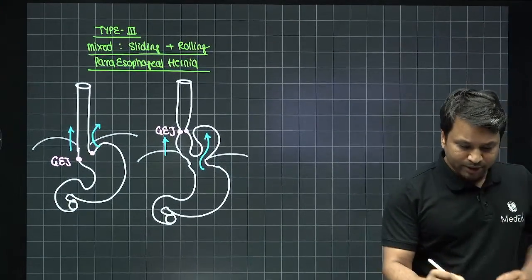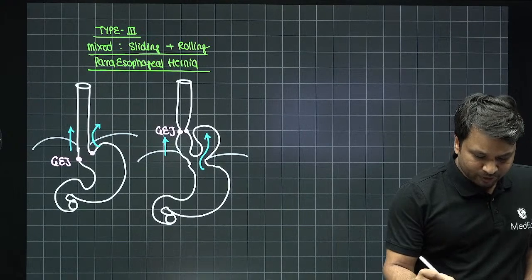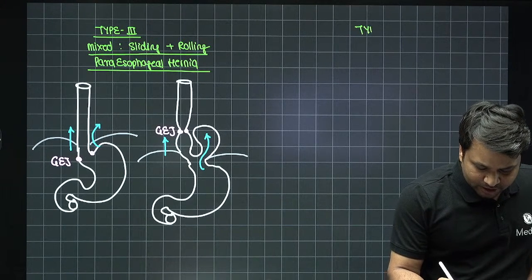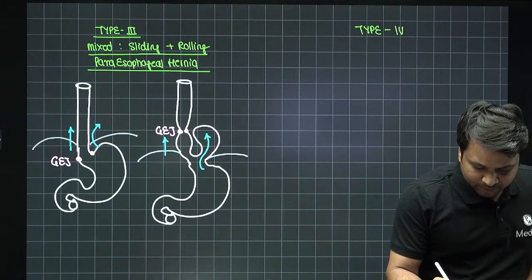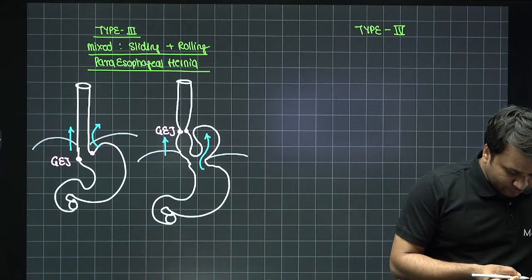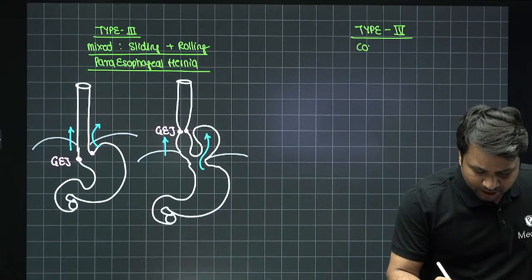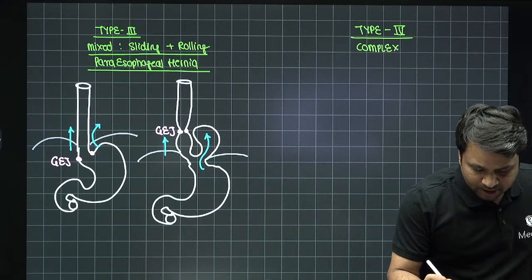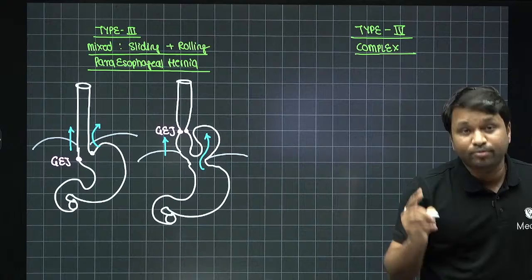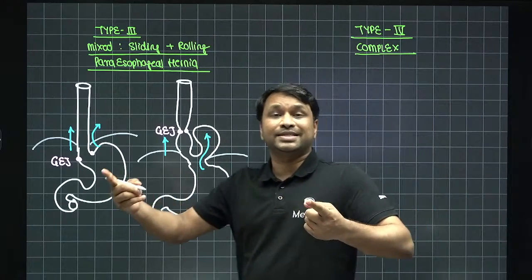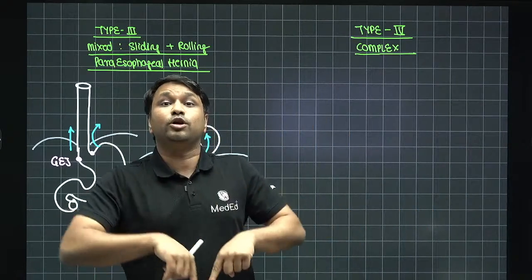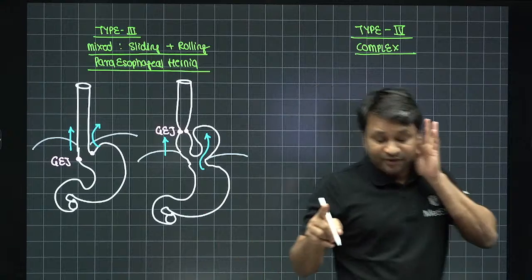The last one that you need to understand is going to be your type 4 variety. Now the type 4 variety is what we call the complex variety. This we call the complex type. Now why are we calling it complex? You will see that there will be an intra-abdominal content herniating into the intrathoracic cavity, but this time it is not going to be stomach. So anything other than stomach, if it herniates, right?